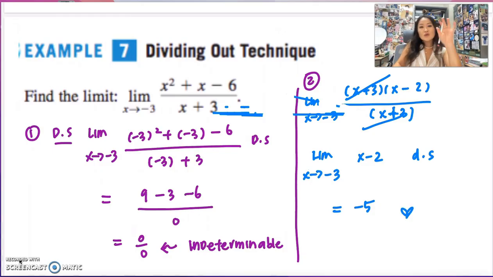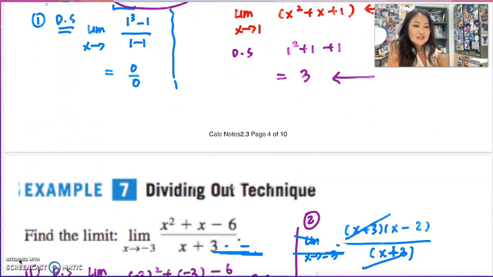If you doubt your answer, go ahead and check again. You can graph, use a table, use a calculator, whatever you need to do to check. All right, so that's called the dividing out technique. That's fun and easy.